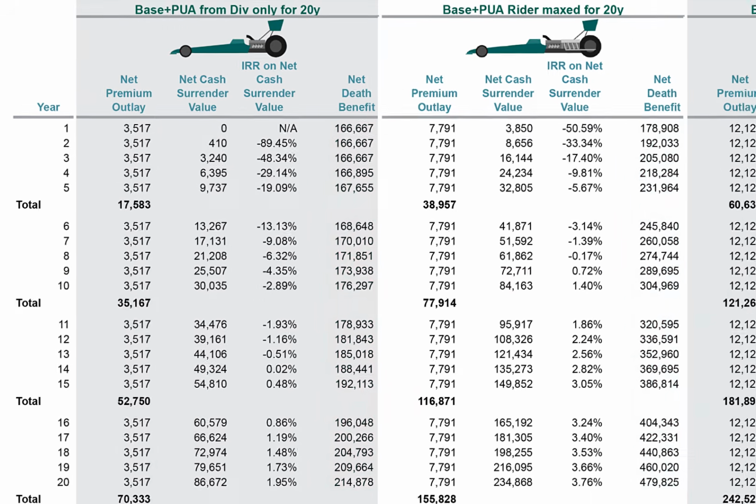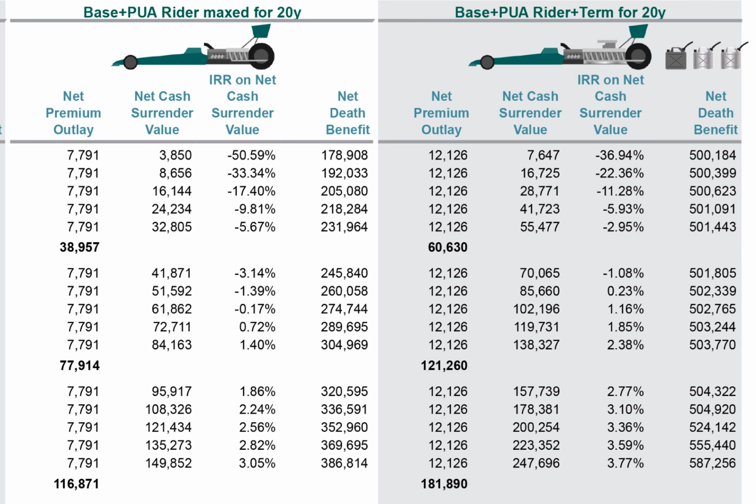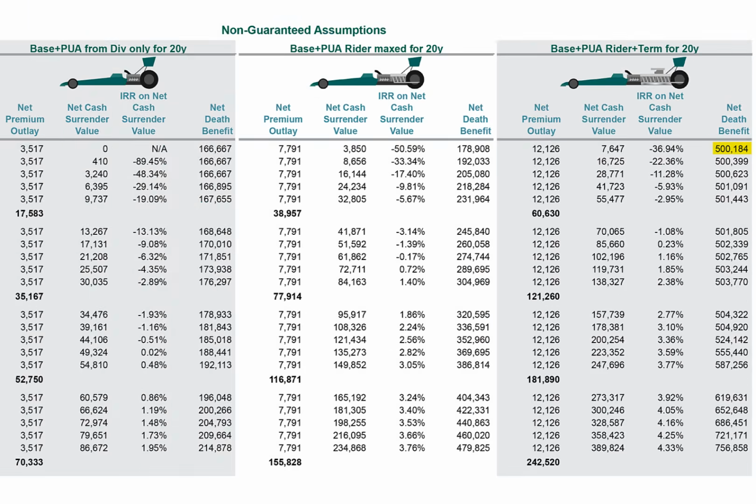Let's kick it up another notch by adding even more PUA riders supported by the added titanium chassis of a term rider. You can see that our death benefit starts out now at $500,000 rather than the $166,000 of just our base policy. Now, if that $500,000 death benefit was manufactured with all base policy and no term rider, sure, we could add the extra premium fuel, but a big portion of it would go towards that bulky gray growth engine supported by the heavier chassis. And you saw what kind of acceleration that produced.